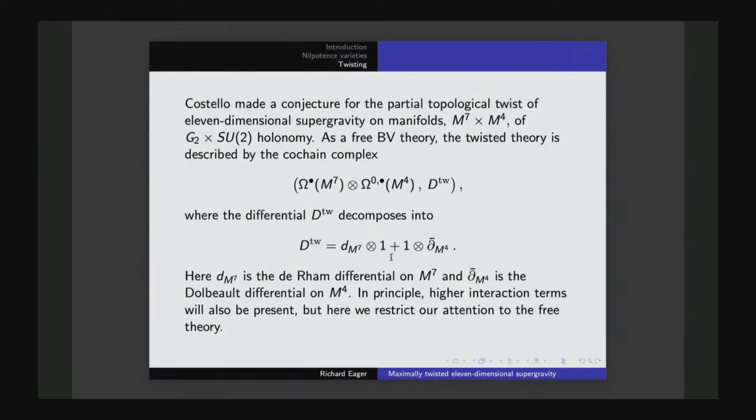One of the main ideas is to use Sezgin's description of 11-dimensional supergravity in the pure spinor formalism to try to derive Costello's full conjecture. But for today, we're just going to look at deriving this field content for the free non-interacting theory, where we disregard the higher interaction terms.